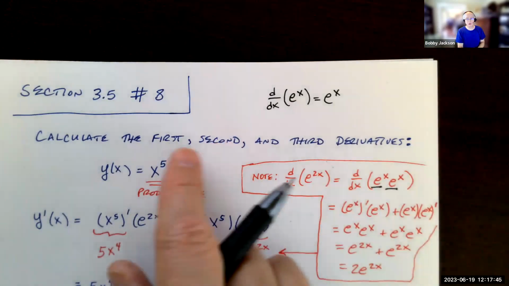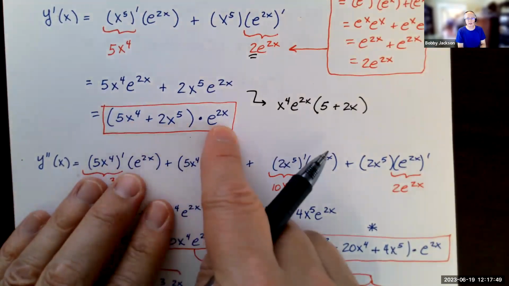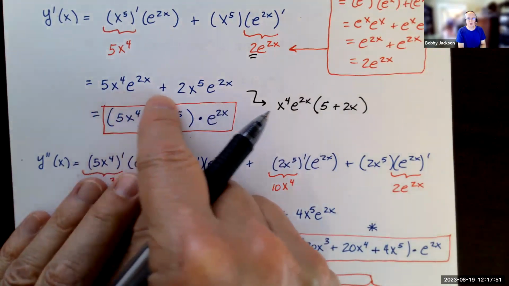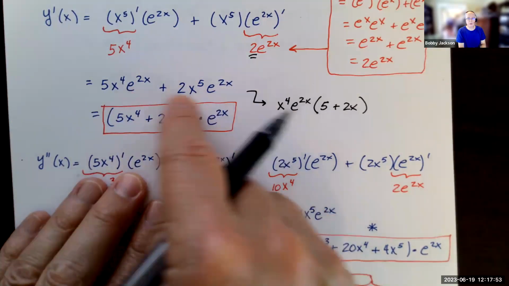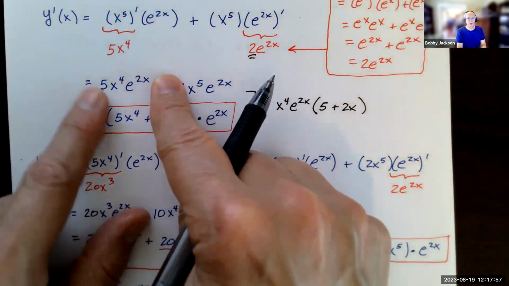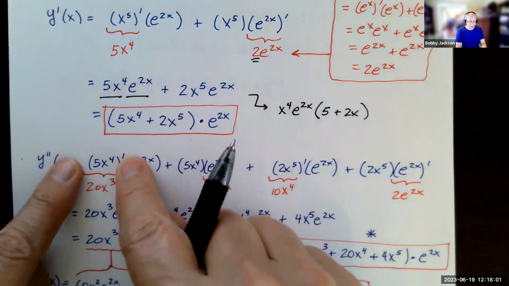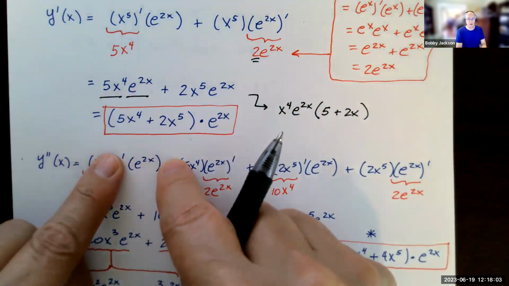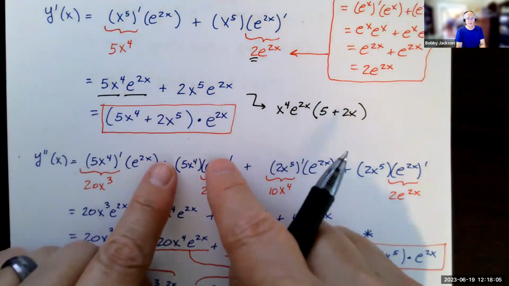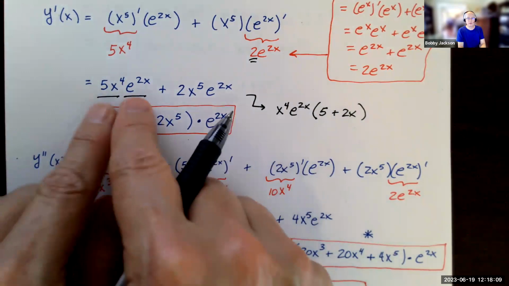Yeah, we got a lot more to do. We got to find the second and third derivative. So the derivative of this thing is the second derivative. I'm actually going to use this one here before we factored anything out. So notice this is a product rule because it's 5x to the fourth times e to the 2x. So I take the derivative of 5x to the fourth times e to the 2x plus 5x to the fourth times the derivative of e to the 2x. So that's just the derivative, right, of this one.